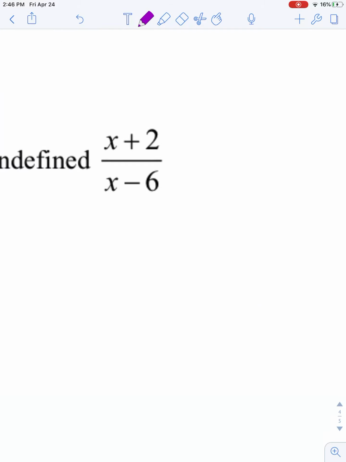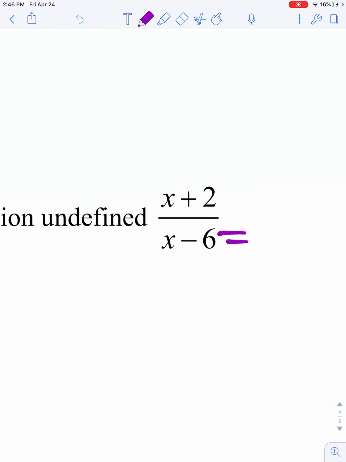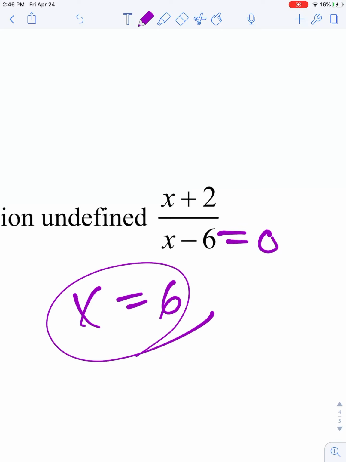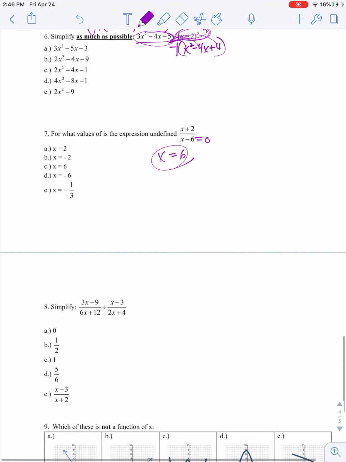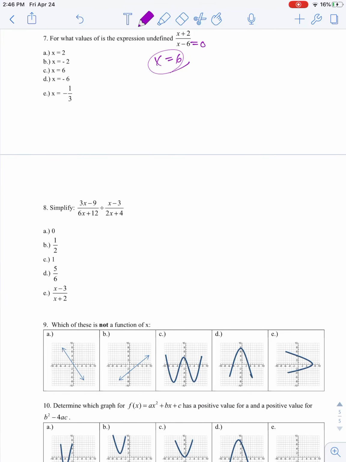Number 7, when are they undefined? Only when the bottom equals 0. So only at x equal to 0. We don't care about the top. Don't even care about that.